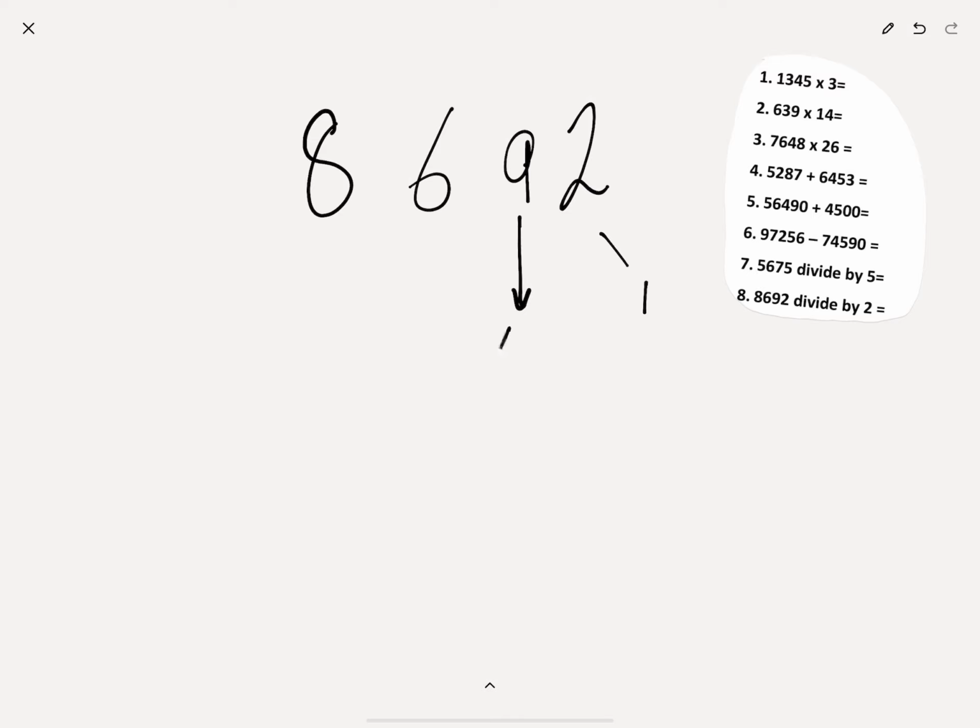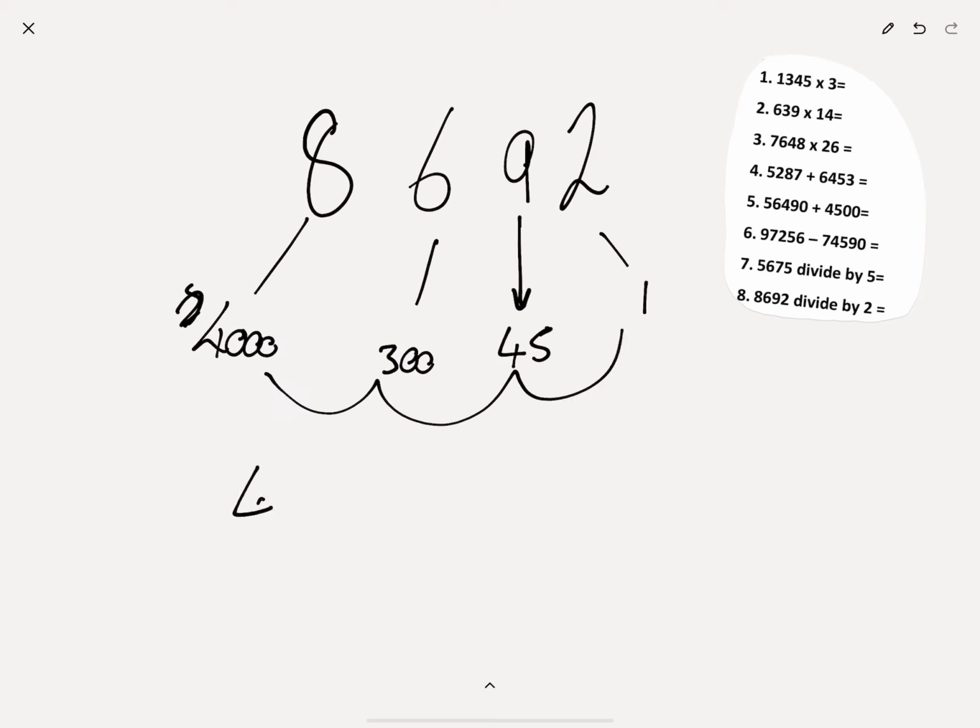8692 divided by 2. I'm not going to use bus stop for that one, I'm just going to show you how you can use known facts. So 8692 divided by 2. So 2 divided by 2 is 1. 9 divided by 2 I can't do, but I can do 90 divided by 2, which is what it is, and 90 divided by 2 is 45. 600 divided by 2 is 300, and 8,000 divided by 2 is, not 2,000, it's 4,000. So it's 4,346. Just add them all together. 4, 3, 4, 6, and that's your answer.